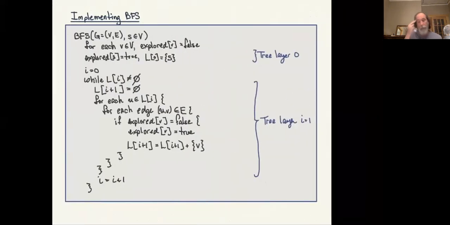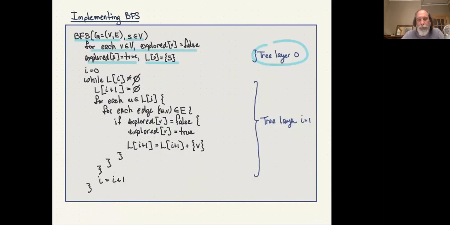Okay, here's a sketch of the implementation. The input is the graph and the special vertex S. For each vertex, we mark it not explored, except that we mark S, the start vertex, as being explored. And we set L0, the set of vertices at level 0, to be just S. So this is building tree layer 0. Now build the other layers.